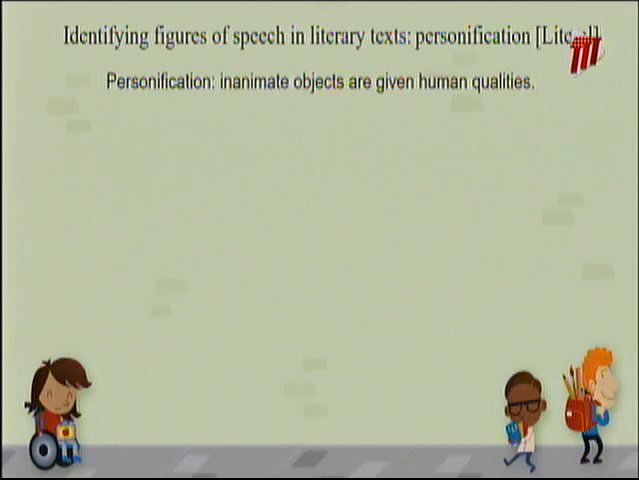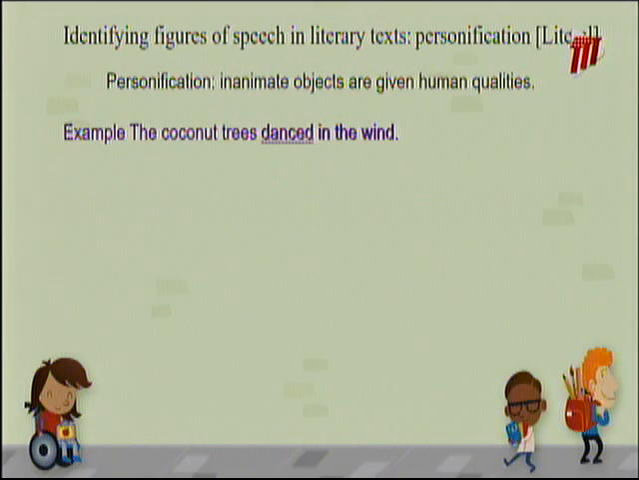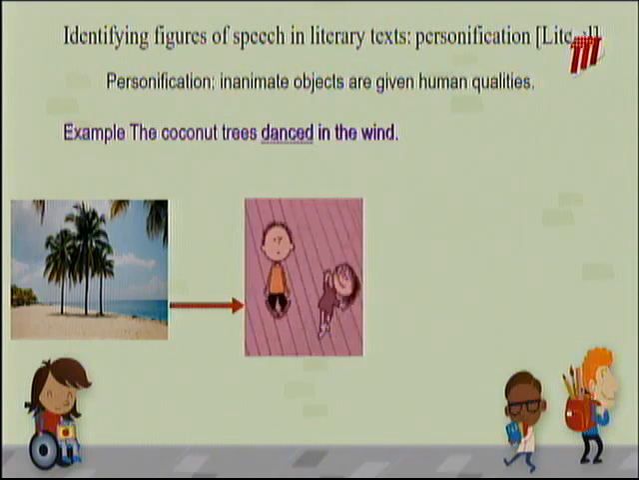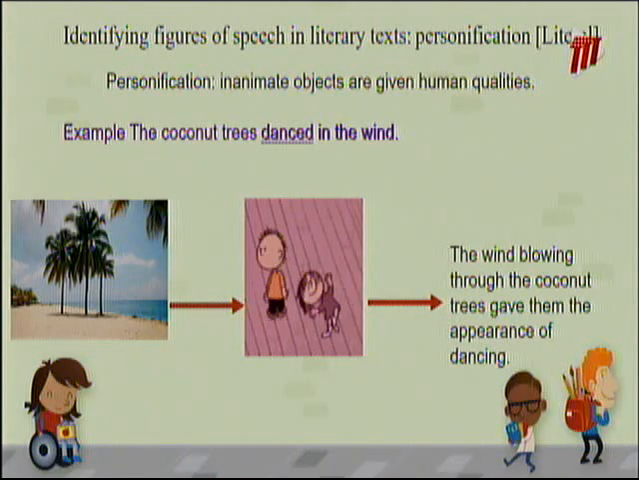And finally, we have the personification. Personification is when an inanimate object is given human-like qualities. An example would be, the coconut trees dance in the wind. Here, the movement of the coconut trees is being compared to dancing. I am sure that you would have visited one of our many beaches before and would have seen the coconut trees swaying in the wind. This movement is compared to that of dancing, which is done by people. The wind blowing through the coconut trees gave them the appearance of dancing. Because we gave the coconut tree the ability to dance, we consider that to be a personification.